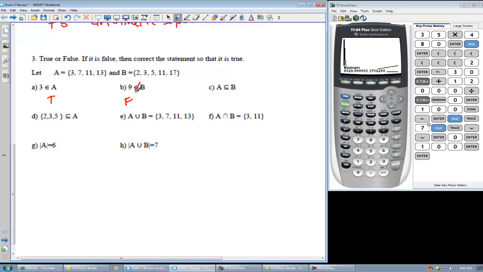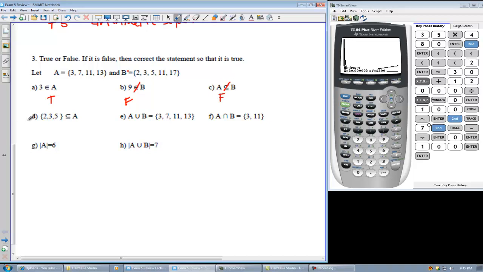To make it true, you just put a slash through it. A is a subset of B. Okay, well, 3's in B, 7's in B, 11's in B, but how about 13? No. So this is actually false because 13's not in B, so it's not a subset.